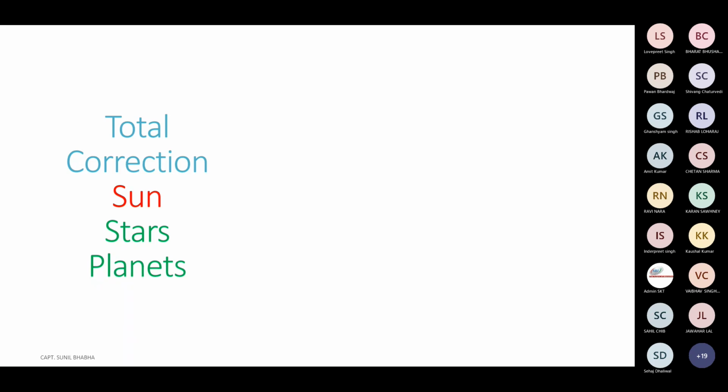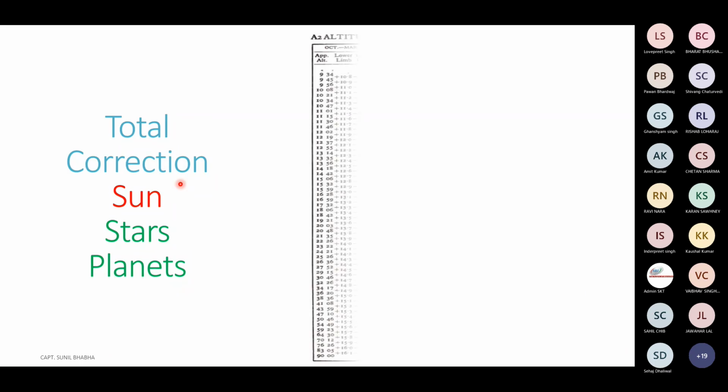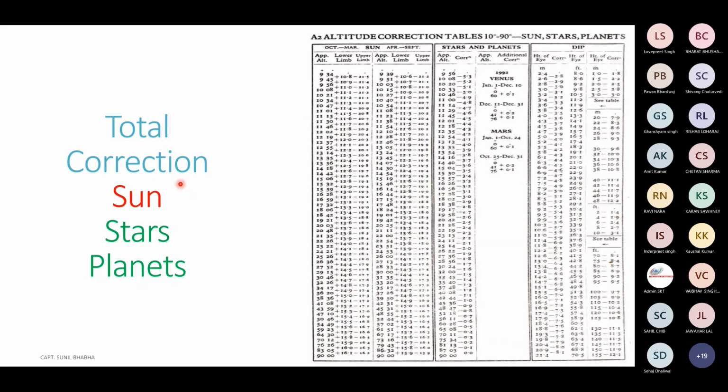Now, after the dip correction, the next correction which we require is the total correction. So let us now see the total correction for all celestial bodies one by one. As I told you, we have 4 celestial bodies available to us: the sun, the stars, the planets, and the moon. So let's open up the first page of the almanac once again, the same page which we saw in the previous slide.